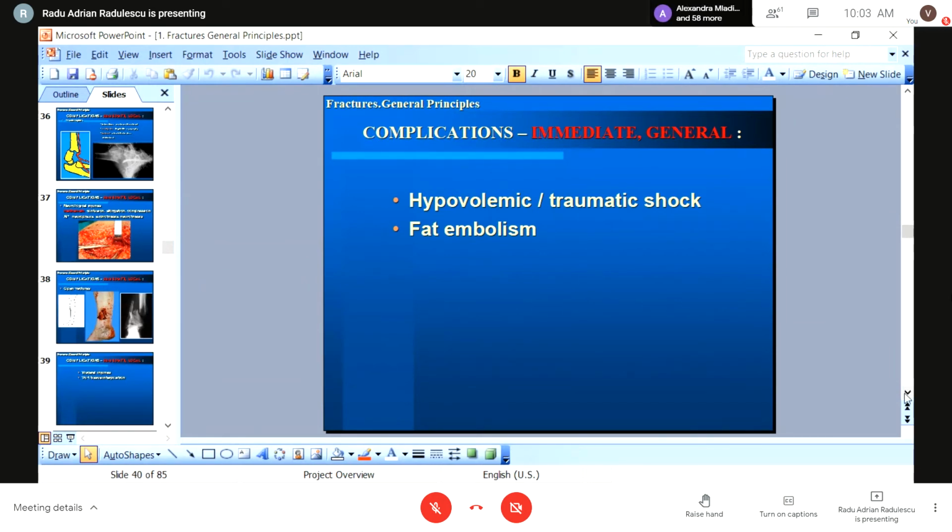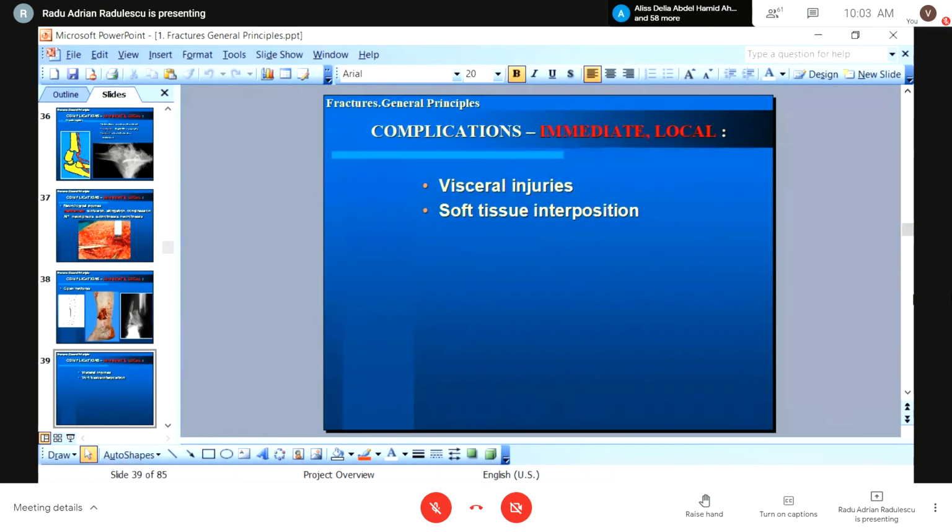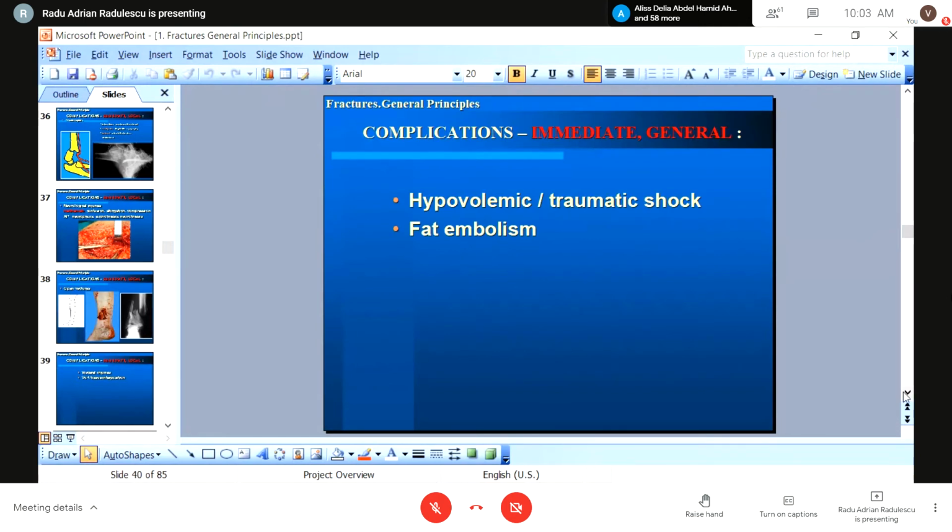Other immediate complications will be the traumatic shock. It will be explained in detail at the lecture about polytrauma. The traumatic shock has a specific mechanism, a neurological mechanism, which will lead to hypotension and hypovolemia, which will be responsible for this traumatic shock.